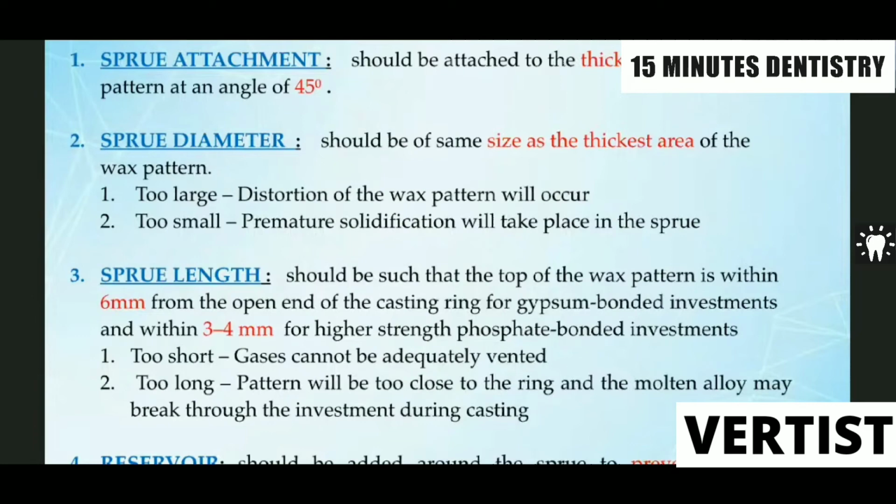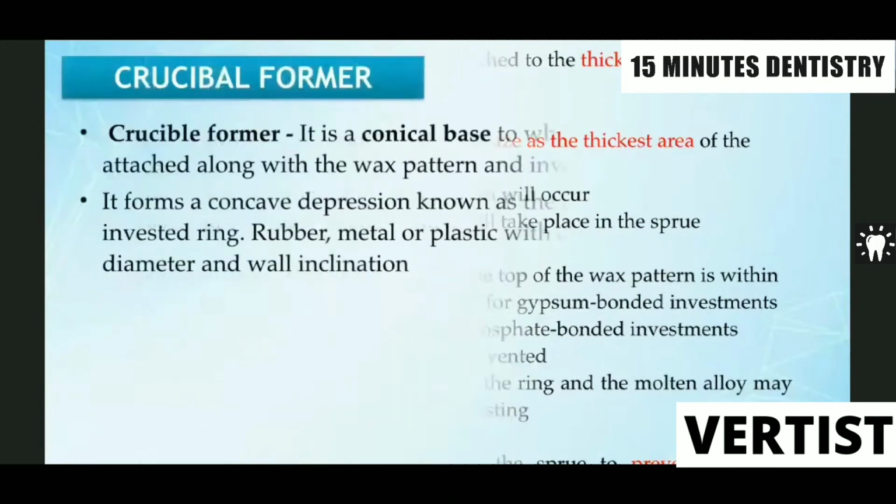It should be open from the upper end of the casting ring to allow the expansion of the gypsum bonded investment and for the escape of the gases. And it should be within 3 to 4 millimeter for the phosphate bonded investment. So we have two of them, that is the phosphate bonded and the gypsum bonded. So the gases need to be vented out from the investment. And a reservoir is again, as I said, to prevent the porosities.